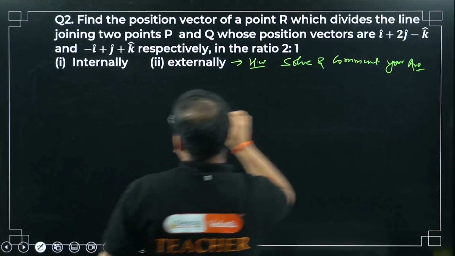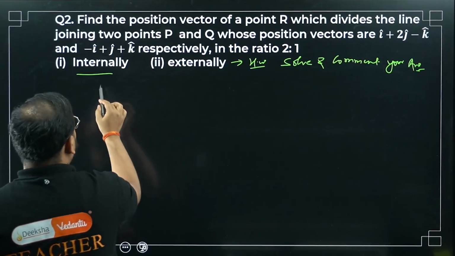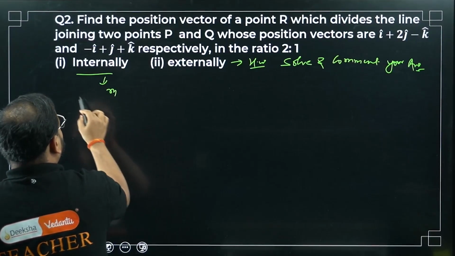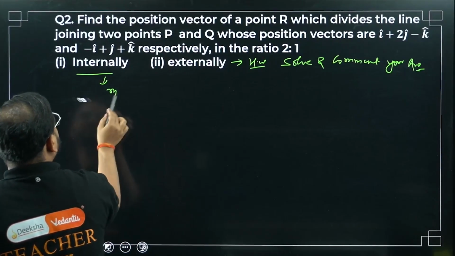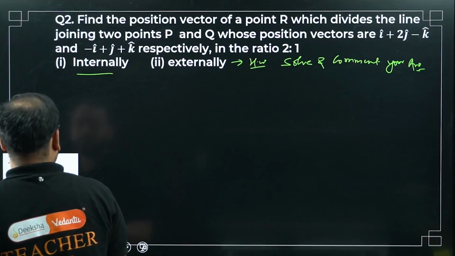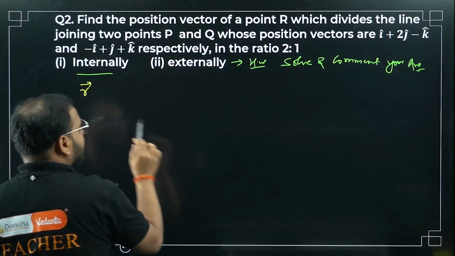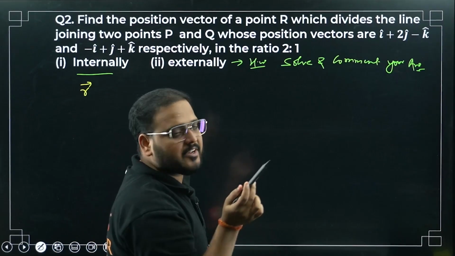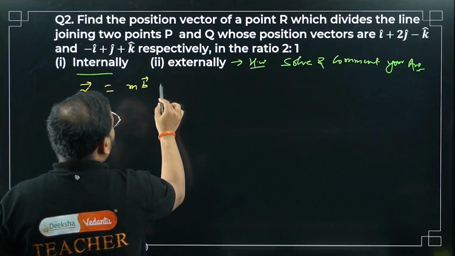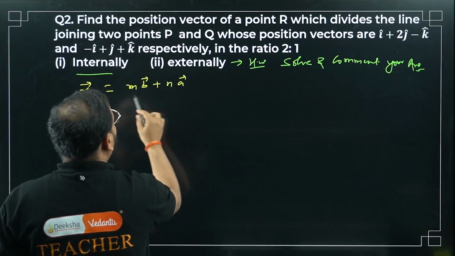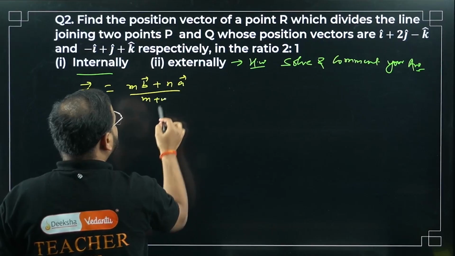Okay, I'll do the first part. Internally, what is the formula for internally? If you remember, it was the resulting vector R. The resulting vector R. What is it? It was the position vector of the point P, which is creating the section of the vector AB. So R was given by M vector B plus N vector A upon M plus N.